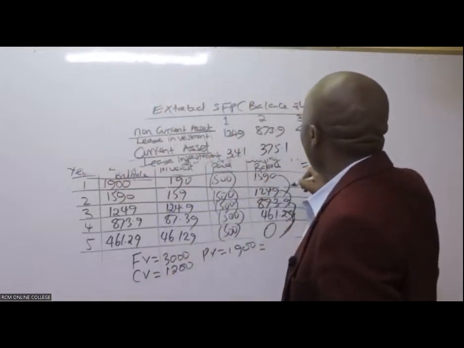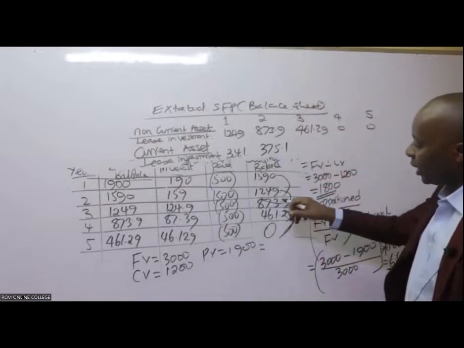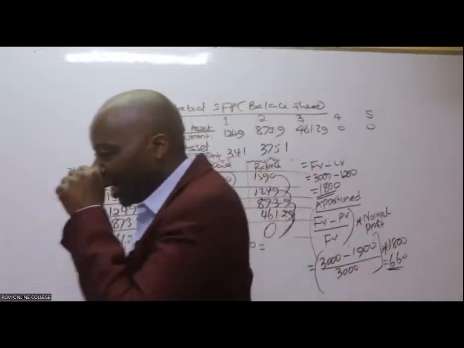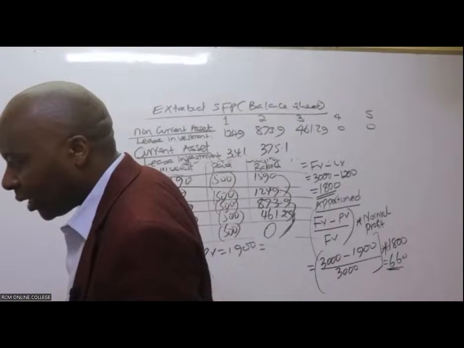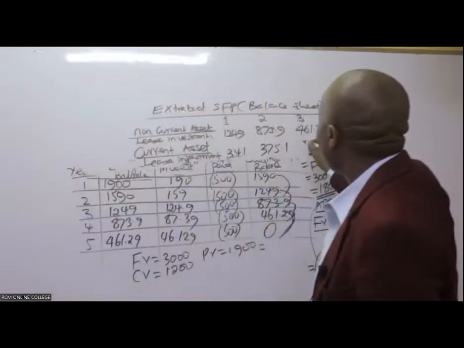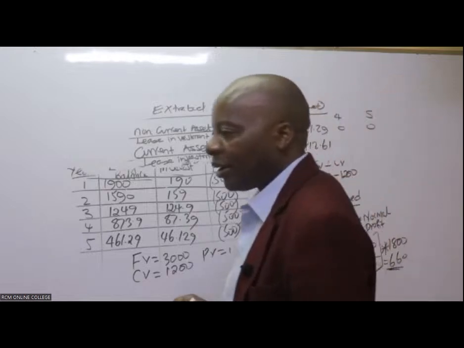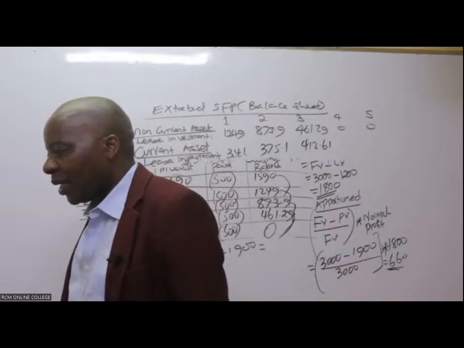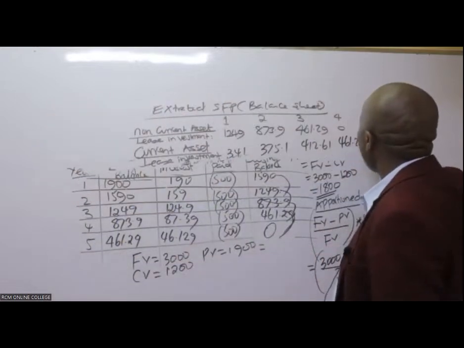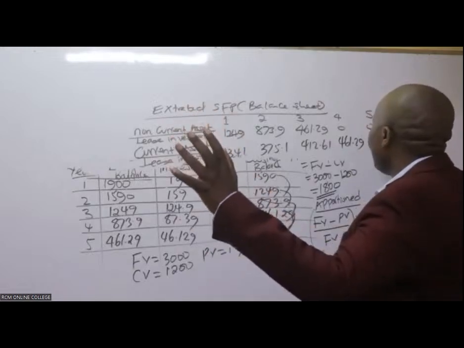375.1. And then in this case, number three, we are taking the third one. What do we have here? Jen Kigo gives me 412.61. Then we have 461.29. The last one, don't tell me because I know it. The last one will be 0.